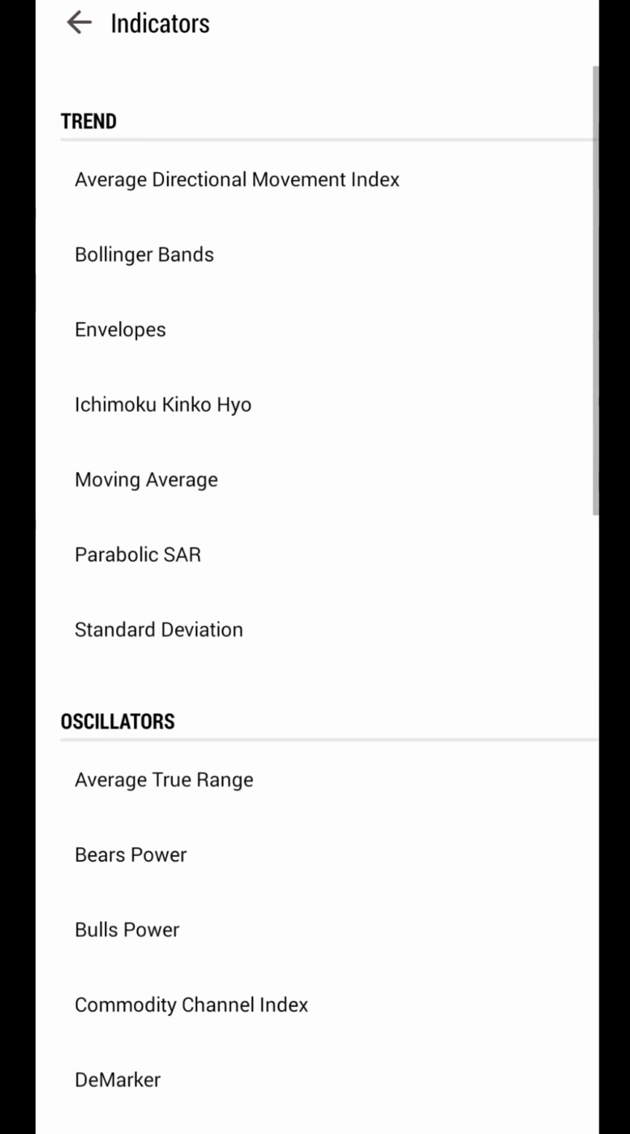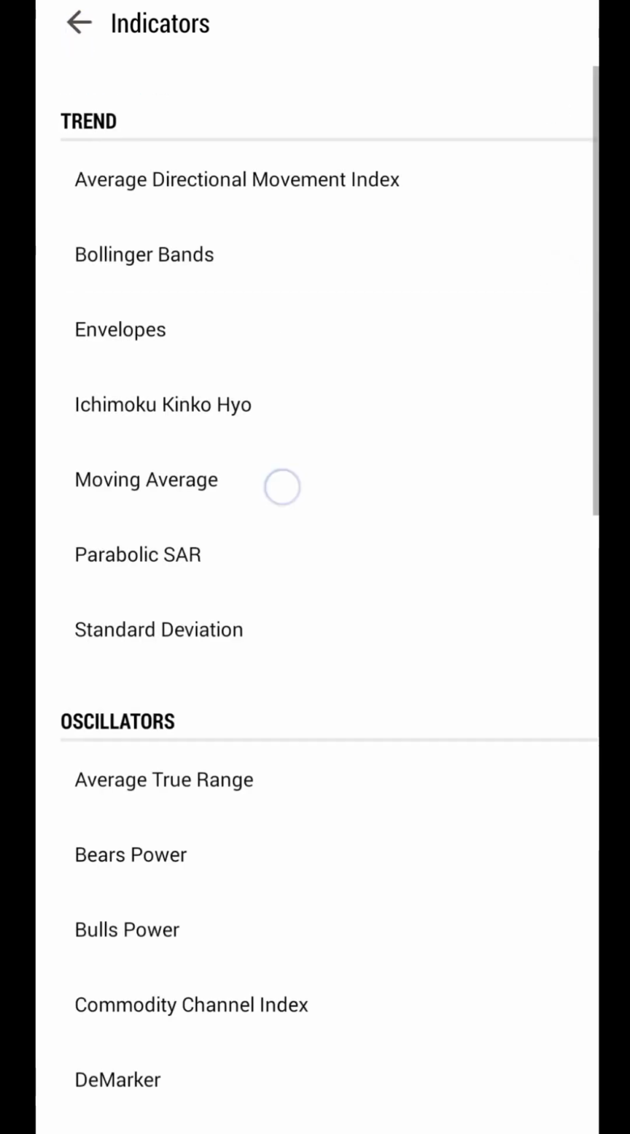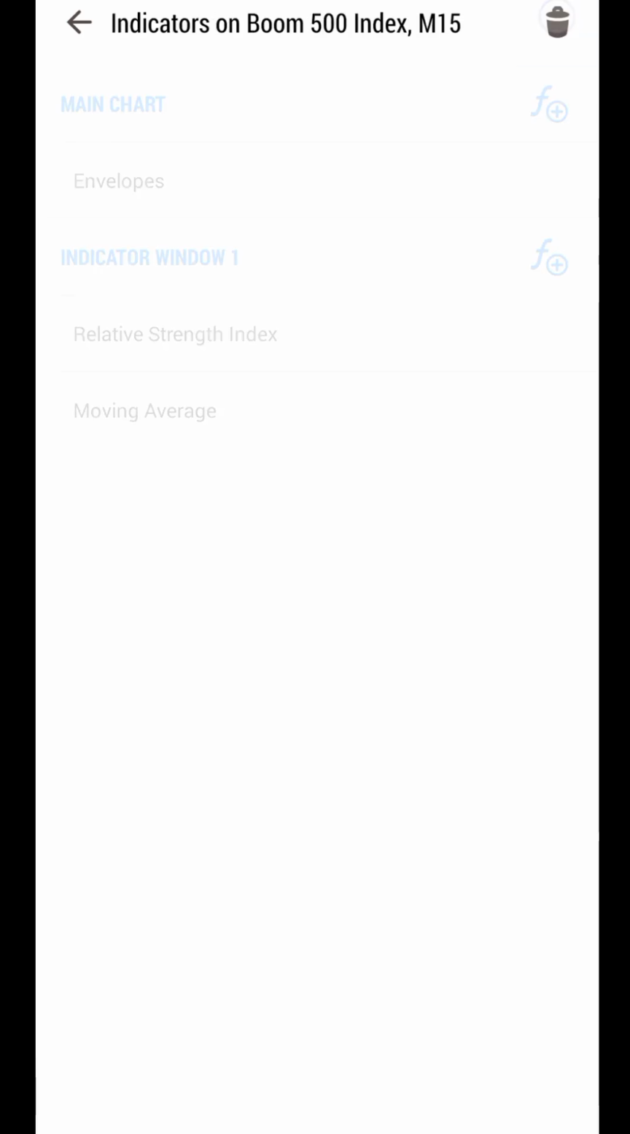The last one is the moving average. We are adding it to indicator window 1. Just click on the F plus, then click on the moving average. The period is 10, shift 0. Method is exponential, apply to close. You can use any color of your choice. After you have added those indicators, click on done.